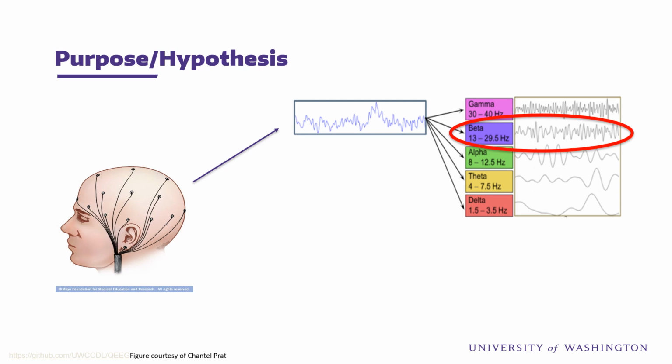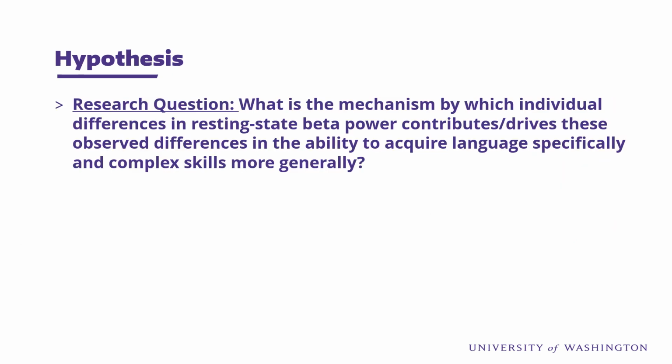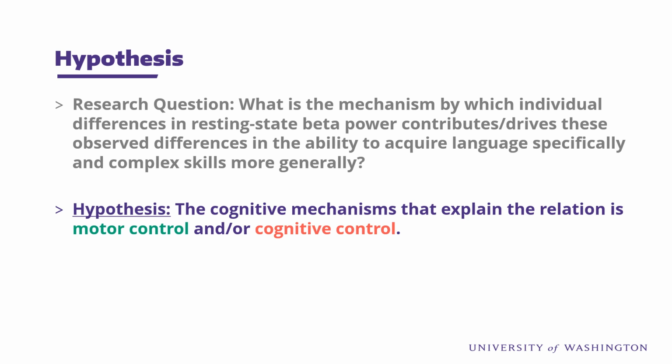So in an attempt to determine the aptitude of learning a second language simply by looking at the brain at rest, we have to be able to discover the function of beta in the brain at rest. What we really want to know is what the neural mechanism is for resting state beta power that drives the individual differences in learning a second language faster. And based on the most established roles of beta in the literature online, we hypothesize that the observed relation is driven either by individual differences in motor control or cognitive control more generally.